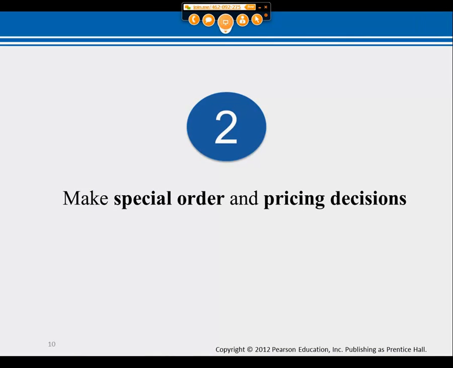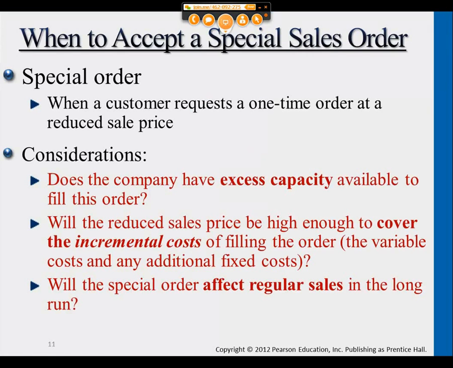So let's look at the second one. What we're going to learn right now is how we make special order and pricing decisions. The first one was not that difficult, right? The second one, what we want to understand is when to accept a special sales order and when not. So what is a special order? A special order is something that deviates from my regular production. It's a one-time order at a reduced sale price. Okay, a one-time order.